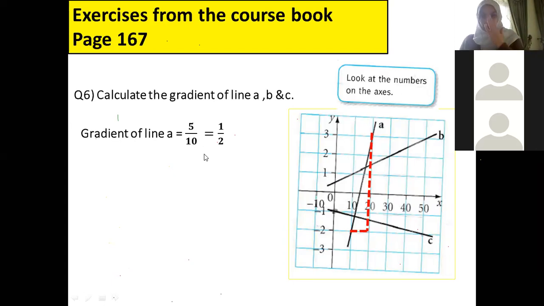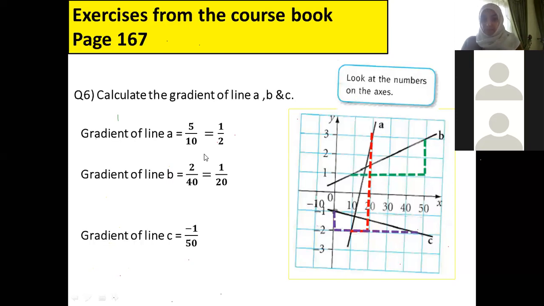You're most welcome. So this was question number 6, okay? So far, we know how to find the gradient. If we have a graph and we have a grid, we just find the up and down squares and divide them by the across squares. Once we don't have a question, we will proceed.